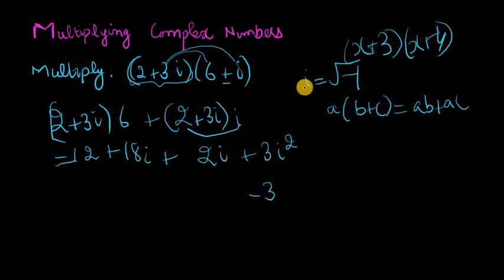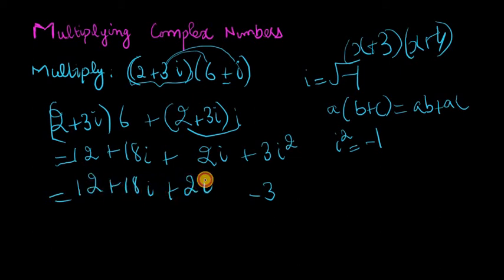Why? Because from our definition we know that i is equal to the square root of -1. So i squared, as we've learned earlier, is a -1. So this becomes a -3. And I can write the rest of it in the same way. 12 plus 18i plus a 2i.